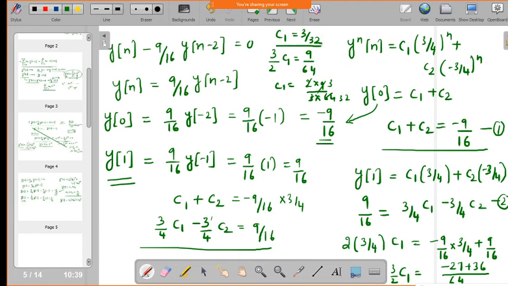Yes, sir. C1 value is 3 by 32, right? Yes, sir. C2 is minus 21 by 32. Okay. So C2 you are getting minus 21 by 32. Now substitute the values of C1 and C2 in this equation, and you will get the natural response.